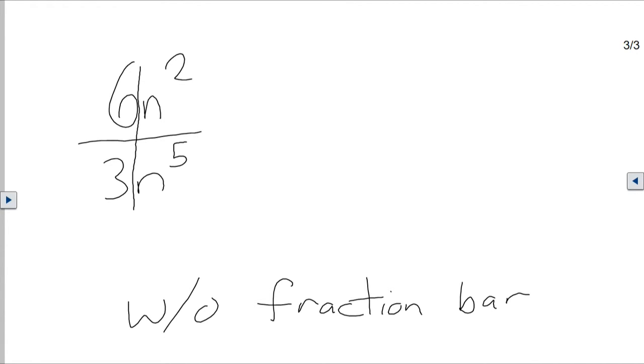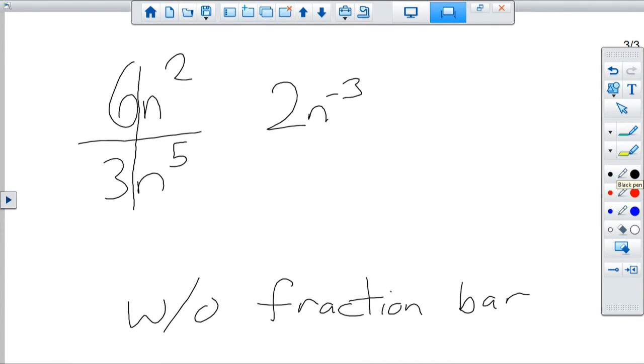Okay. So again, let's start out with the coefficients, right? 6 over 3, well, that simply simplifies to 2. Okay. N squared divided by n to the 5th. Well, our rule is we subtract exponents. So 2 minus 5 is negative 3. Don't have a fraction bar. Okay. So it fits what I'm looking for there. All right. So that one's fairly simple. Let's look at another example.